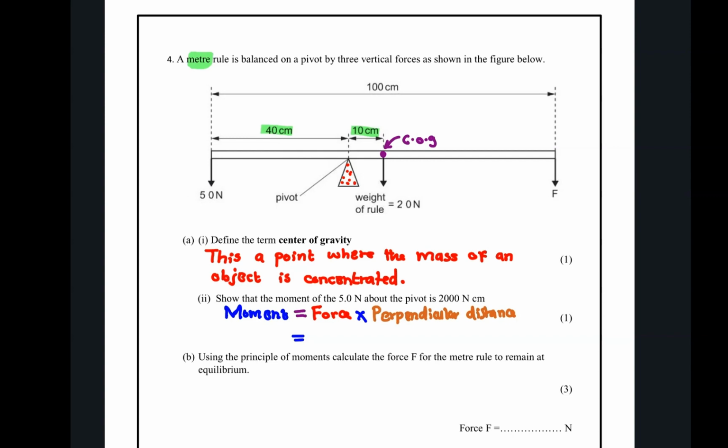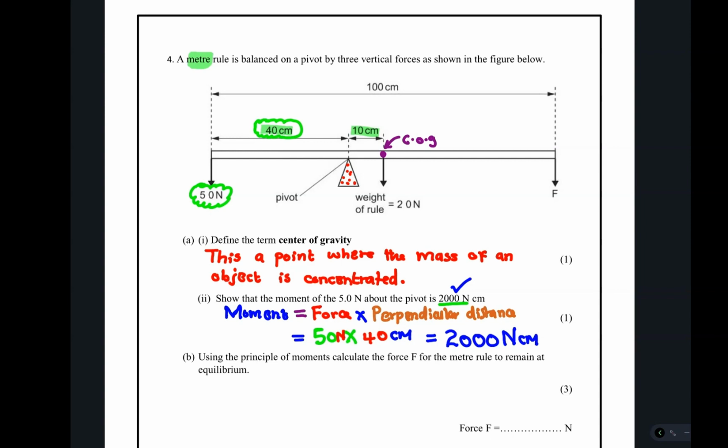So we are going to say force times perpendicular distance will enable us to work out the moment. This is going to be 50 times the distance. The distance is 40 centimeters. So if we multiply here, we are going to have 50 by 40, and this is going to give us 2000 Newton centimeter. Next, using the principle of moments, calculate the force F for the meter rule to remain at equilibrium.